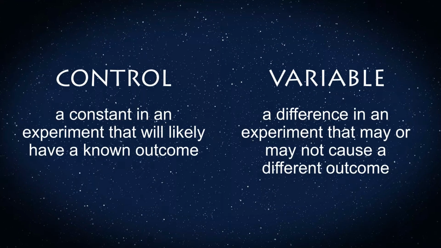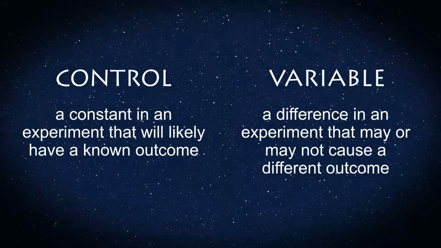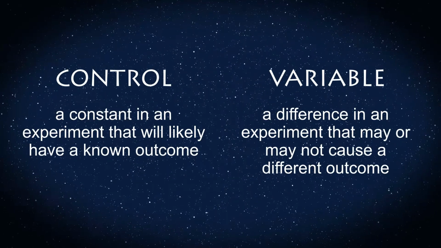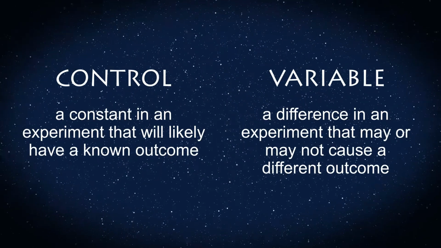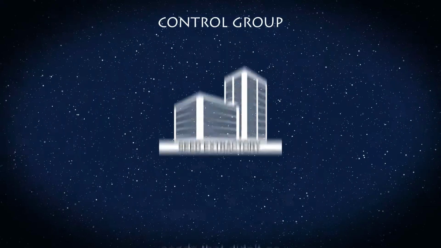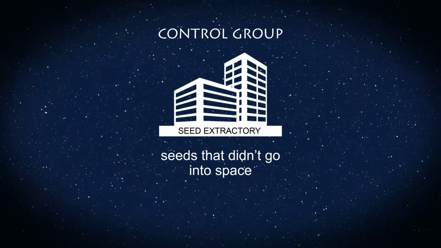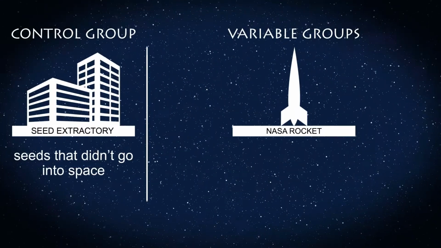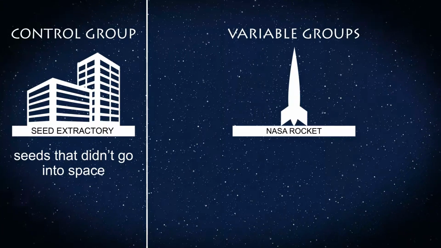Like any scientific experiment, we have our control group and our variable groups. In an experiment, the control group are the subjects that are likely to have a known outcome. The variable group are the subjects that were exposed to something different that may or may not have caused a different outcome. In the case of our moon trees, our control group were the seeds that did not go up into space. Then we had 2 variable groups of tree seeds that did go into space.